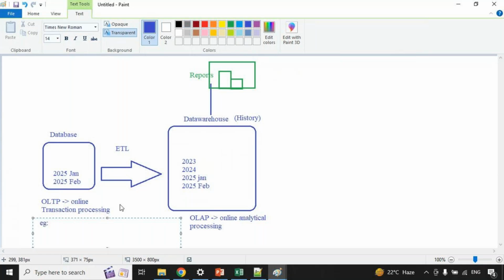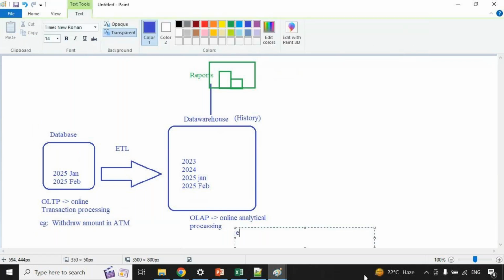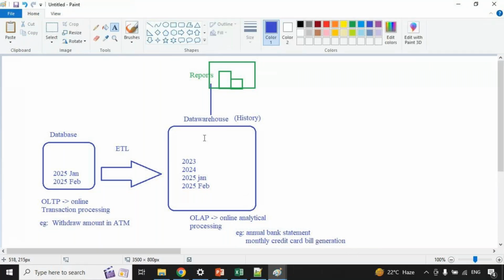For example, when you withdraw an amount at an ATM, the bank balance is immediately updated, which is an OLTP operation. OLAP operation examples are the annual bank statement and monthly credit card bill generation. Those are all performed on huge amounts of historical data, which are data warehousing operations.